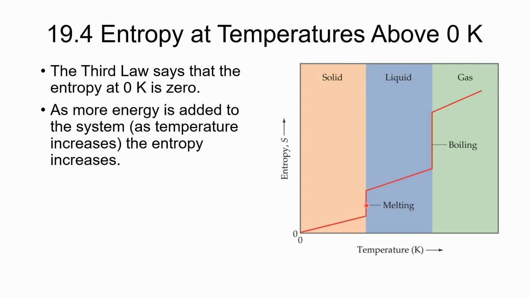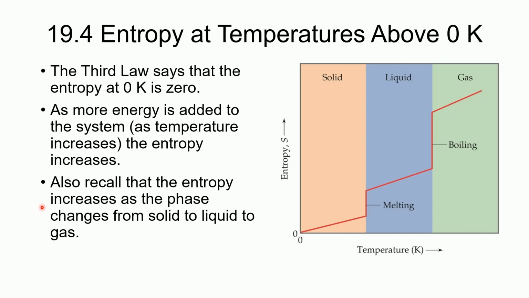When we get to phase changes, we increase the freedom of motion of the molecules, and that will also increase the entropy. So we'll get some pretty significant increases in entropy when we have a phase change. And so as we go from solid to liquid, there is an increase in entropy, and when we go from liquid to gas, we get a huge increase in the entropy.